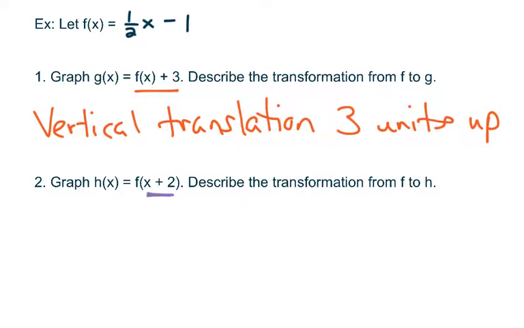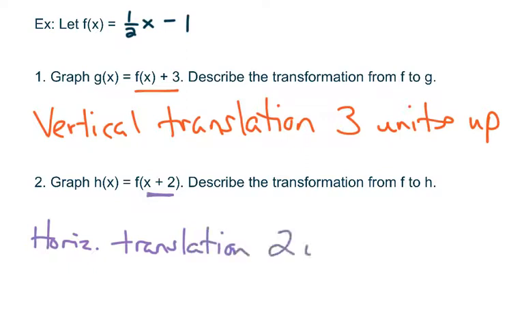We'll do the same thing with number 2 here. We got the plus 2 on the inside. h of x is equal to f of x plus 2. So since it's on the inside, that is a horizontal translation. And the number is 2, so 2 units. And since it's plus 2, that means we're going 2 units to the left. Remember, directions are backwards in horizontal translations.